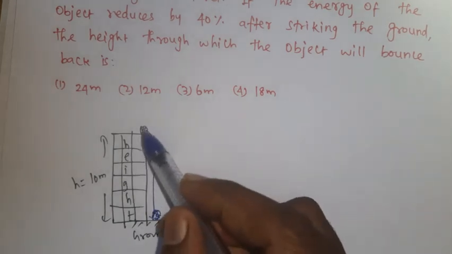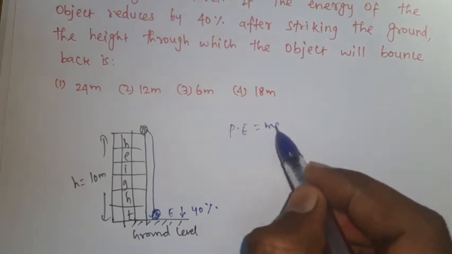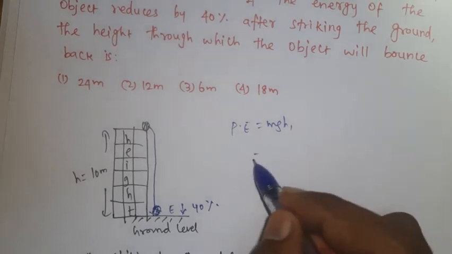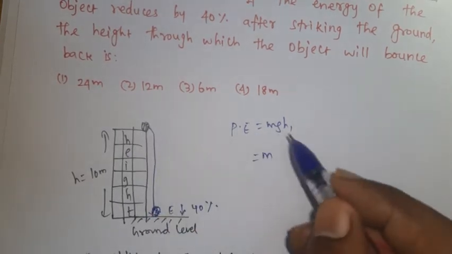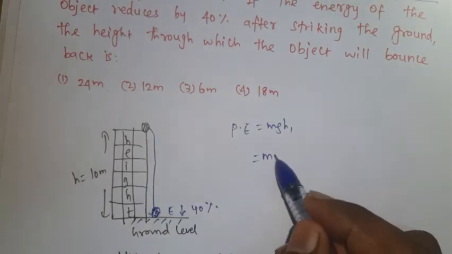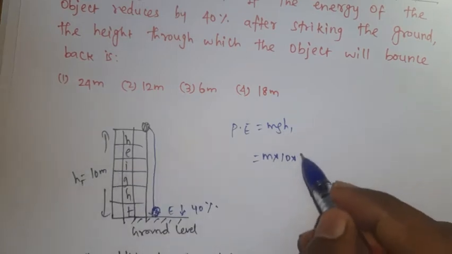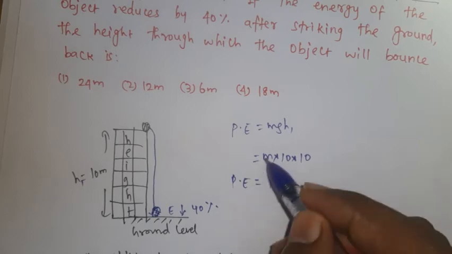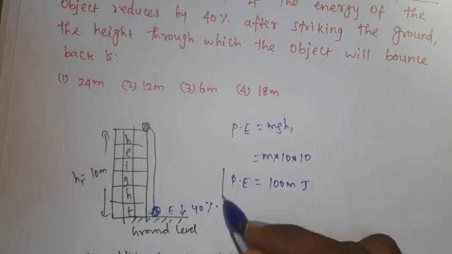Initially, at this point, the potential energy PE is equal to mg h1. h1 in the sense initial height. The mass of the object is not given, so we can take it as m. g, acceleration due to gravity: if nothing is given in the question, you can take it as 10. Then the height h1 you can take as 10 meter. So potential energy is equal to 100 m joule.